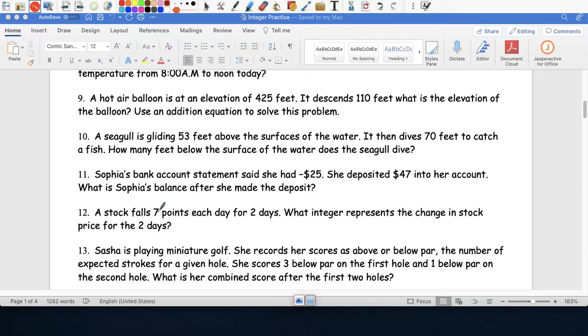12. A stock falls 7 points each day for 2 days. Which integer represents the change in stock price for the 2 days? So, two ways you can do that. The stock falls 7 points, so falling 7 points will be represented by negative 7. And it repeats that for 2 days, so you can do negative 7 plus negative 7, or negative 7 times 2. Which integer represents the change in stock price? Well, either way you do it, negative 14.